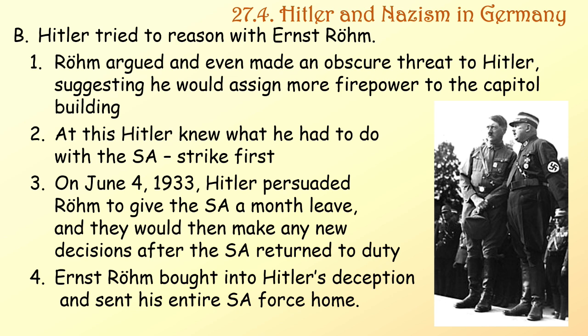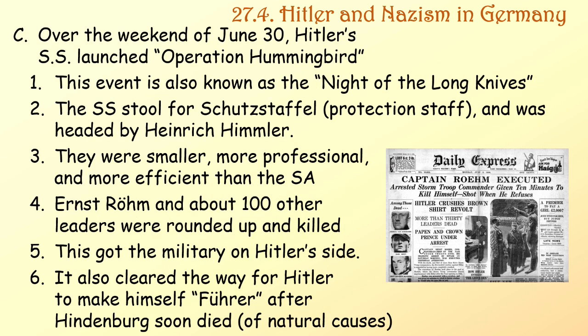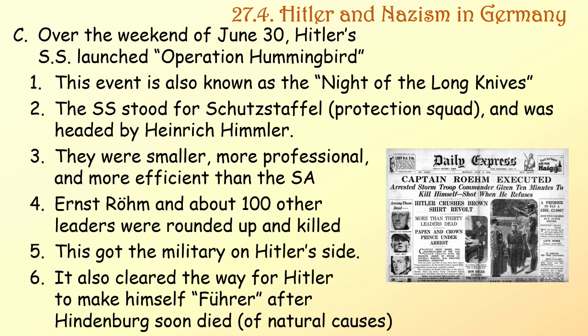On June 4th, 1933, Hitler persuaded Röhm to give the SA a month leave, and then they would make any new decisions after the SA returned to duty. Ernst Röhm bought into Hitler's deception and sent his entire SA force home. Over the weekend of June 30th, Hitler's SS launched Operation Hummingbird. This event is also known as the Night of the Long Knives.